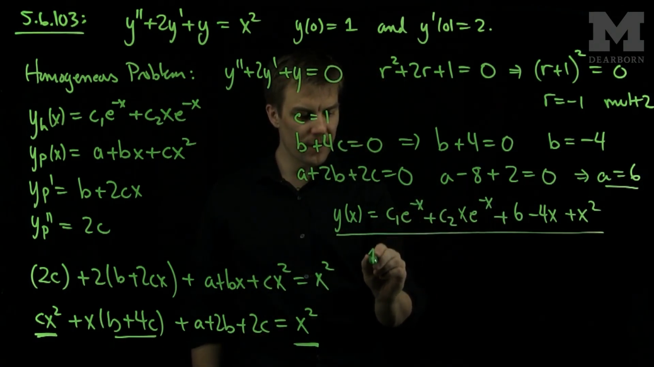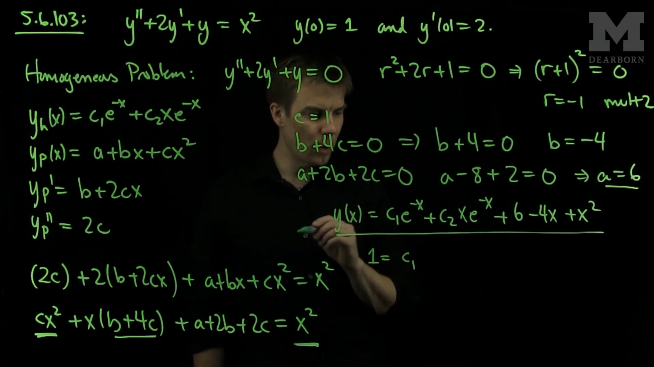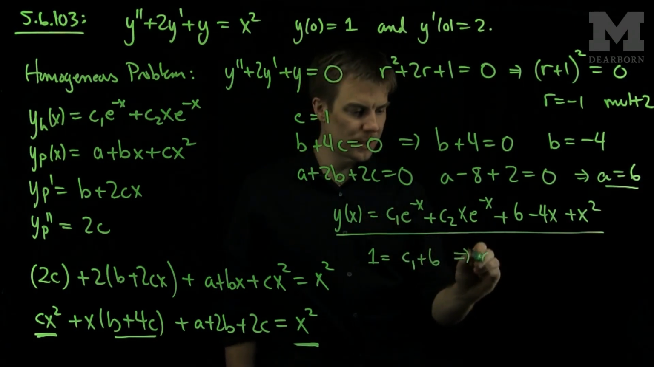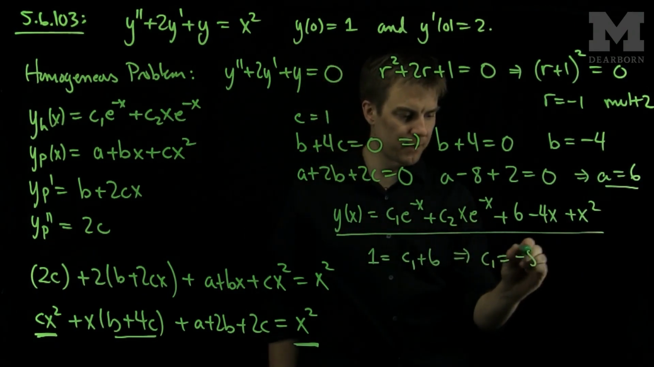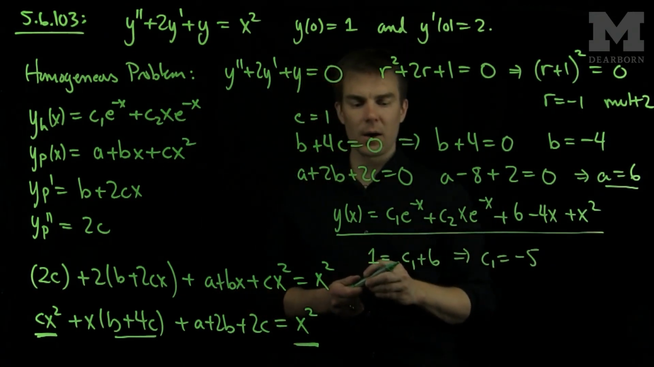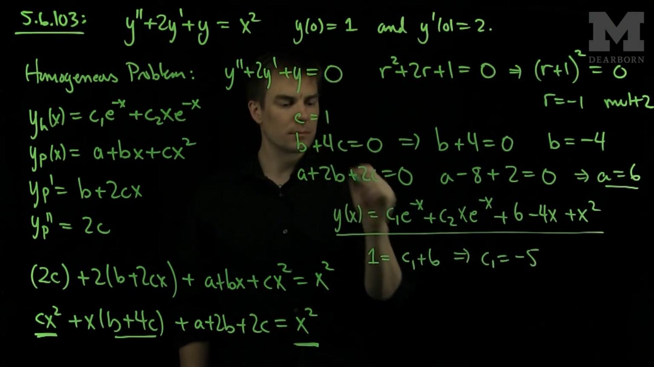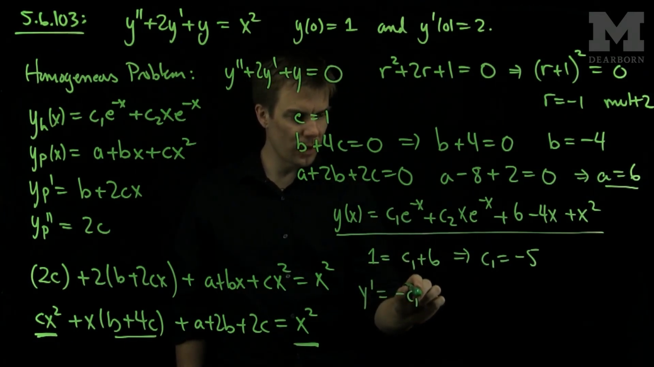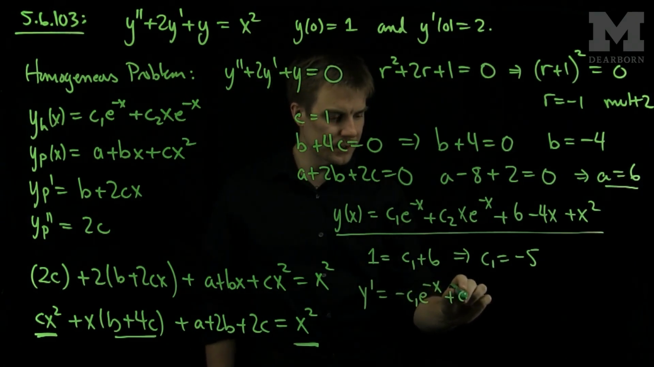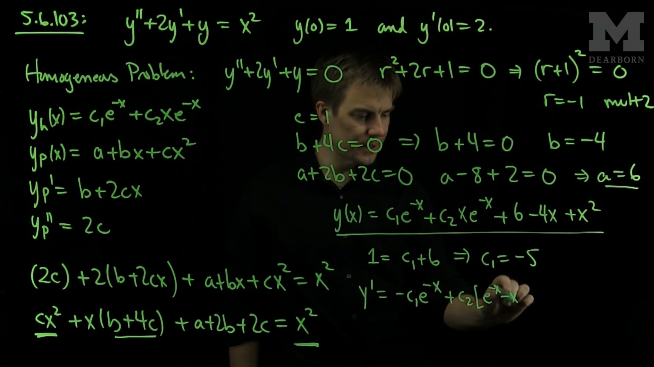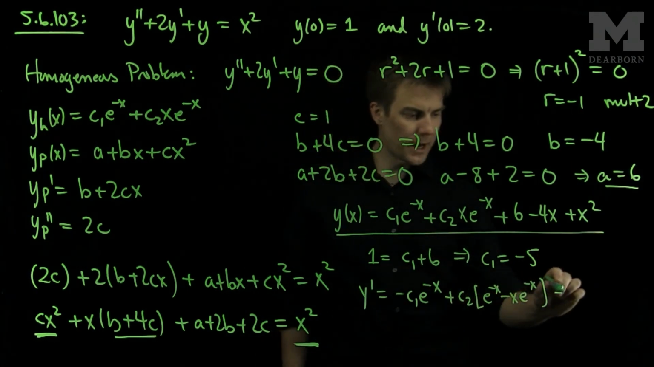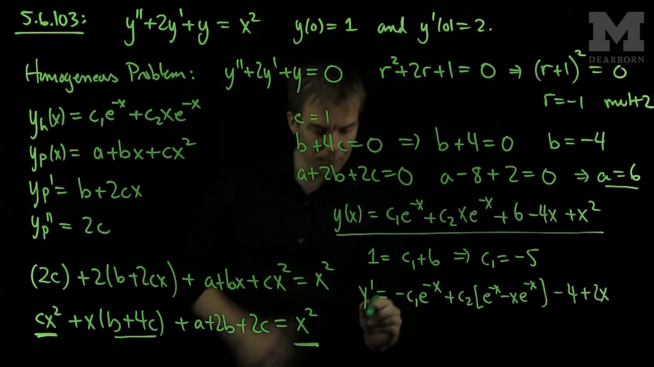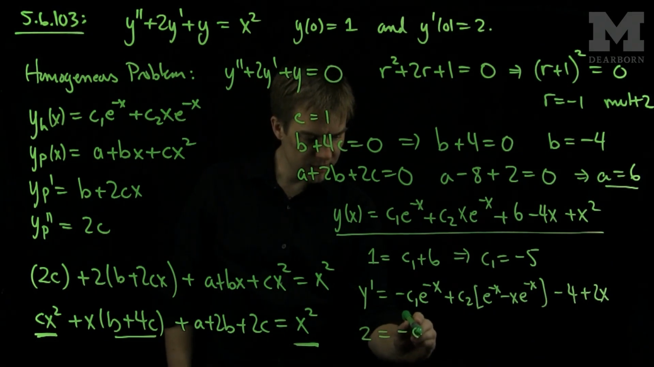If we plug in 0, we have that 1 is equal to c1. This will be 0, this will be 0, and this will be 0, plus 6. So that tells me that c1 is equal to -5. And now I'll find c2 by looking at the derivative. So the derivative y prime of this will be -c1 e to the negative x plus c2 e to the negative x minus x e to the negative x minus 4 plus 2x. When I plug 0 into this expression, I have to get 2.